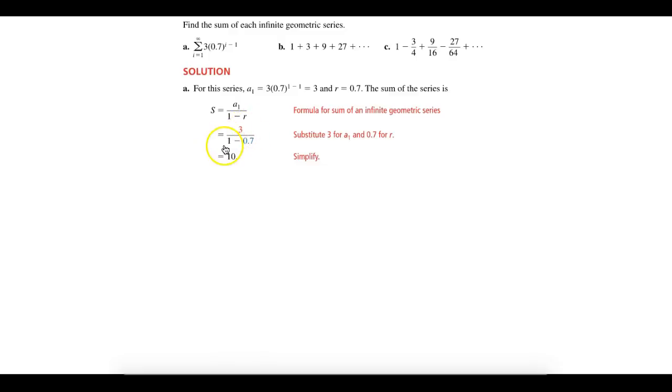We end up with 3 divided by 1 minus 0.7 is 0.3, so 3 divided by 0.3 is just 10. So in this case, our sum is 10. Now let's look at our next.